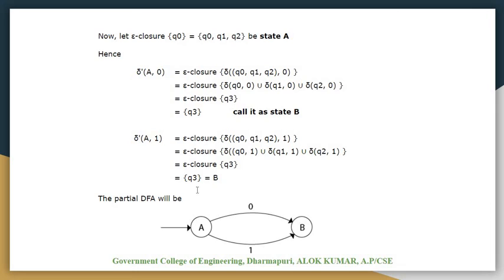So when we are finding the empty closure, it will come as Q3. That state we have already called state B. Now, if we are making this NFA, the partial NFA will come like this. A, and from A using 0 we are going to B, and from A using 1 we are going to B. So this is half of the NFA.